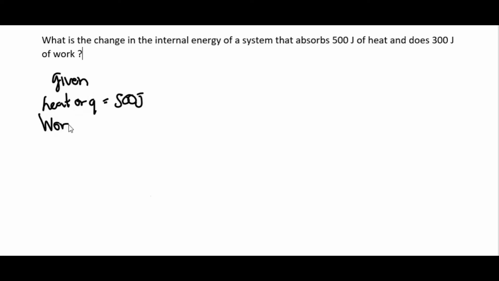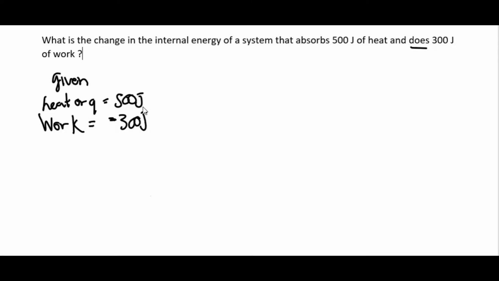Work is negative 300 joules. Why? Because it does work on the system. If work is done on the system, then it's negative. But if the work is done by the system, then it's positive. Alright.